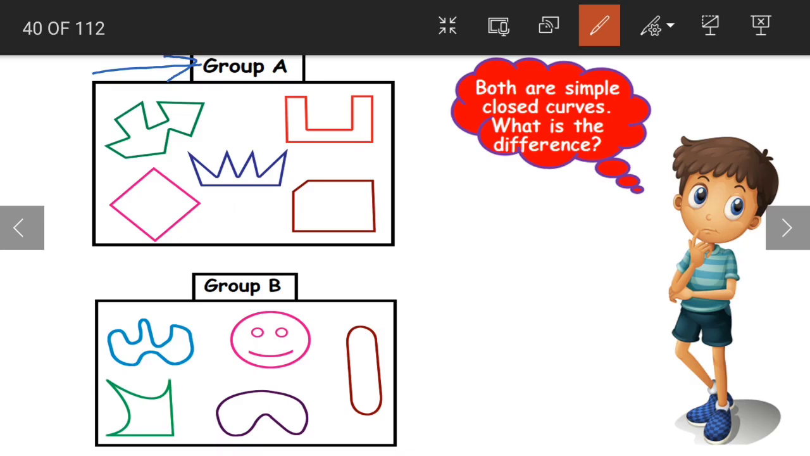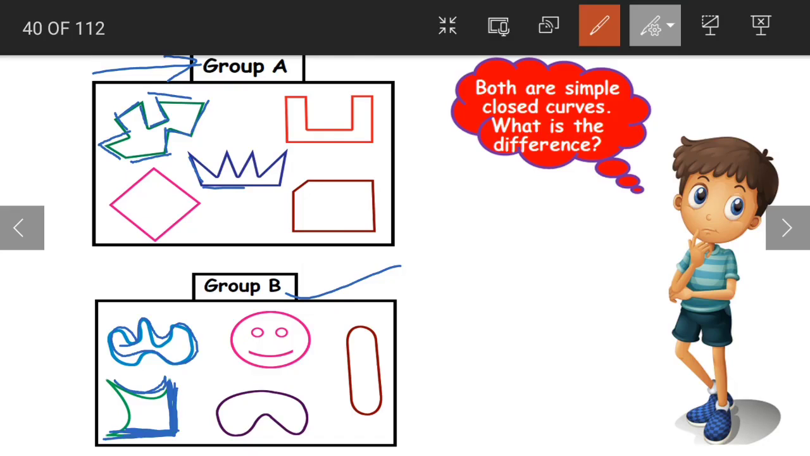In group A, all are made up of line segments, or you can say they are made up of straight lines. They are only made up of straight lines. Whereas in group B, the figures are drawn using curves, curved lines, and also line segments. These two are line segments here. Now this is the only difference between the figures in group A and group B.